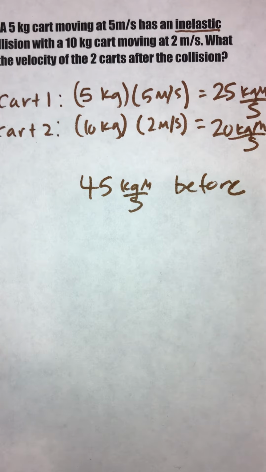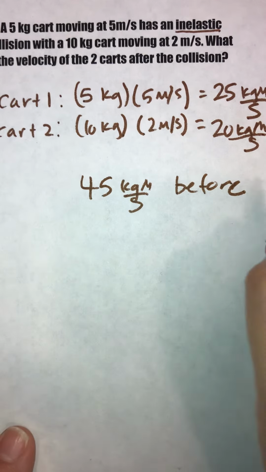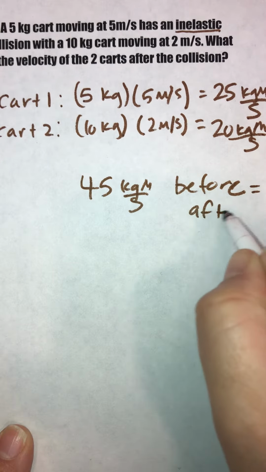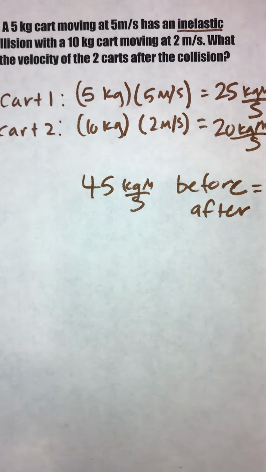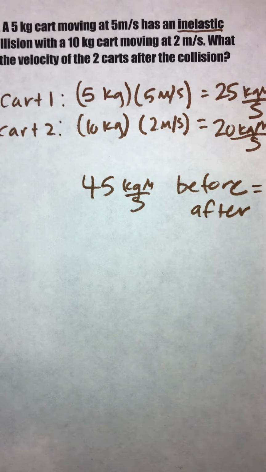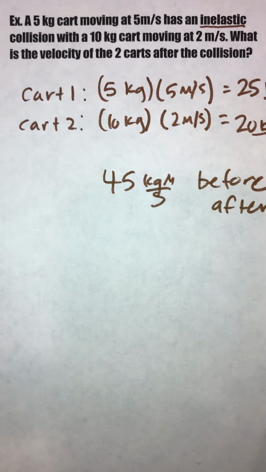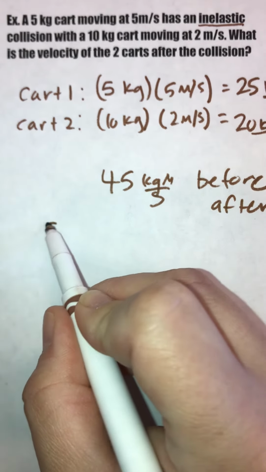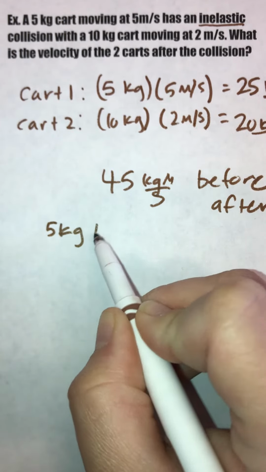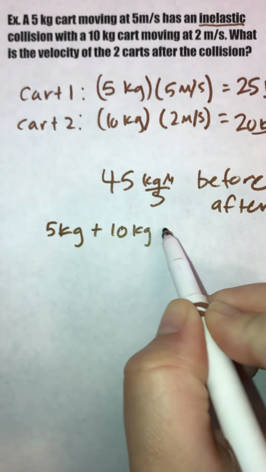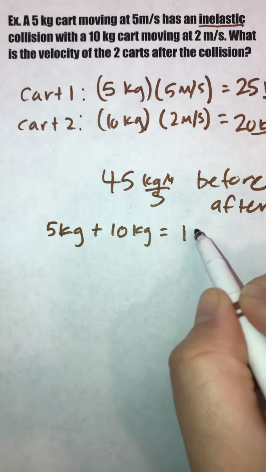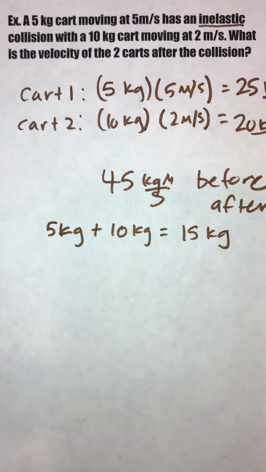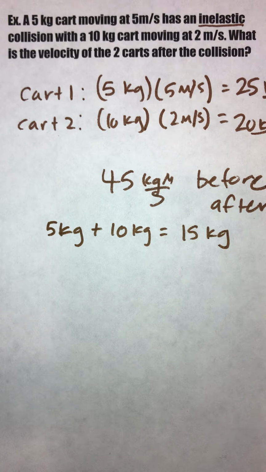So then they crash into each other. What has to be the momentum after? Has to be 45 kilogram meters per second, correct? So when it's an inelastic collision, they stick together. So what's their total mass going to be? It was 5 kilograms, and then it crashed into a 10 kilogram cart. They stuck together. Their total mass is 15 kilograms. So now all we have to do is work backwards.